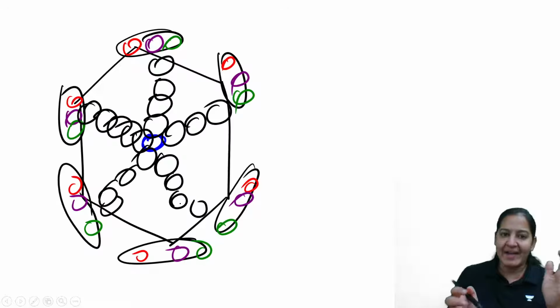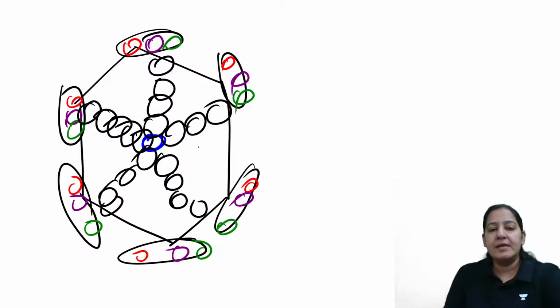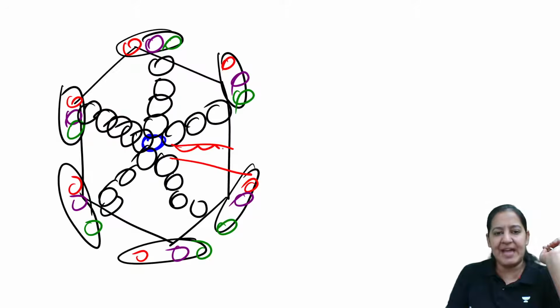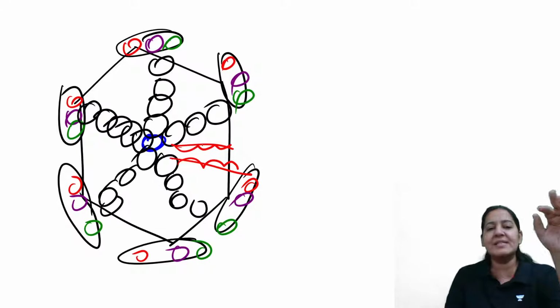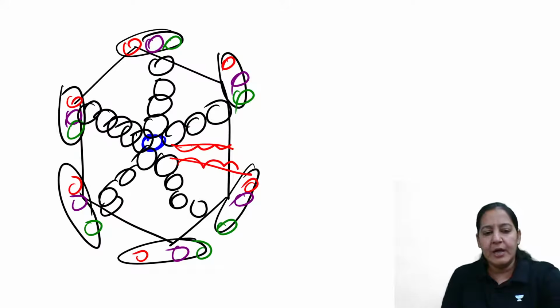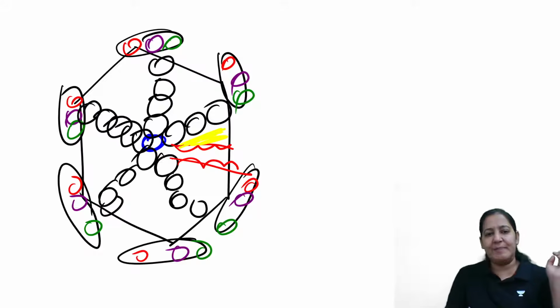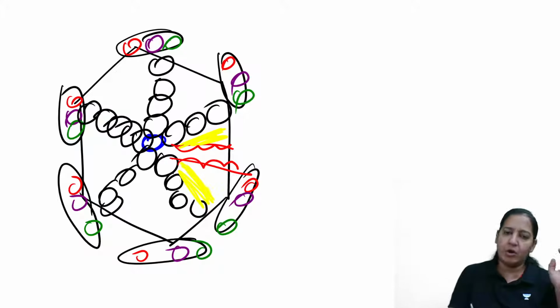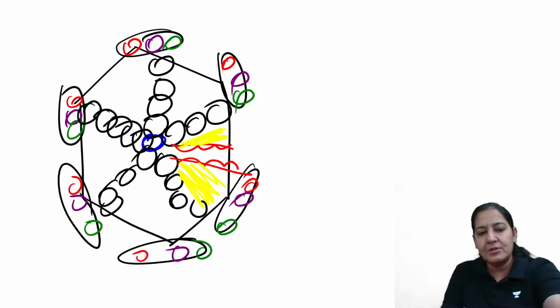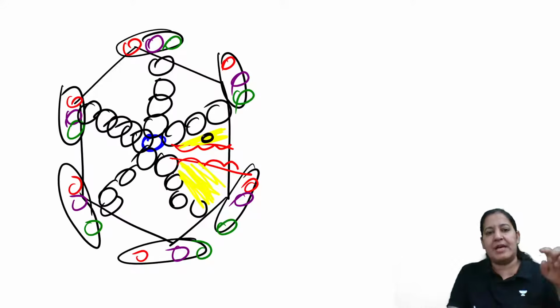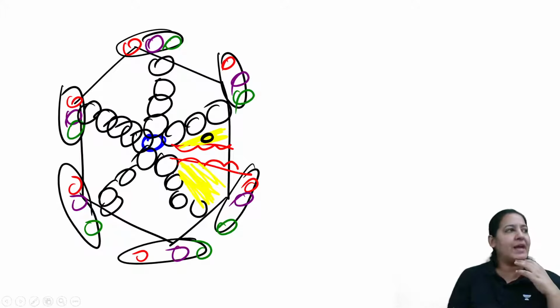Now between two adjacent cords, a sinusoid is present. Let me draw a sinusoid. It is present everywhere. It is lined by endothelial cells along with Kupffer cells, and this space is the space of Disse. The space of Disse is the space between the cords of hepatocytes and the sinusoids inside which the Ito cell is present. So let me draw an Ito cell here. Give me a thumbs up if you can understand this diagram.